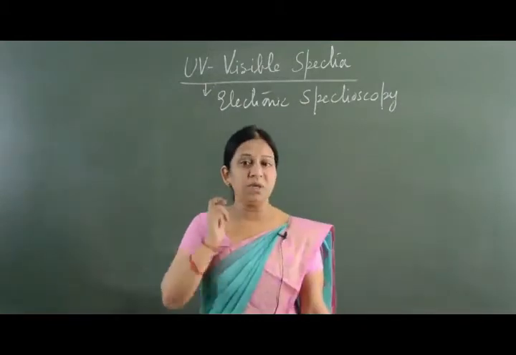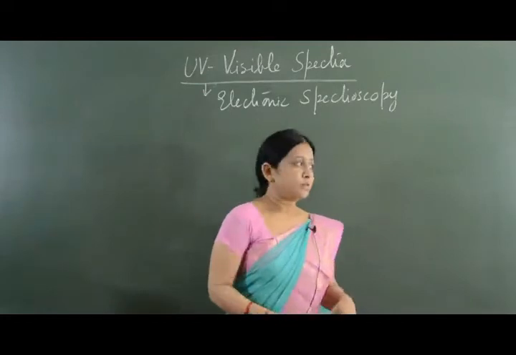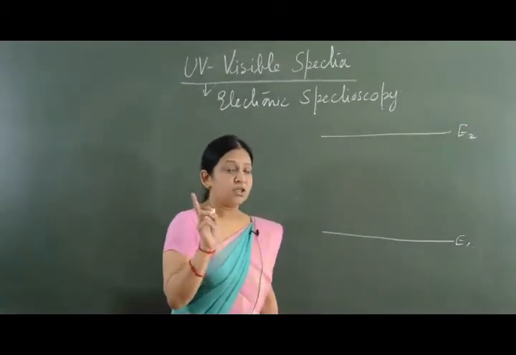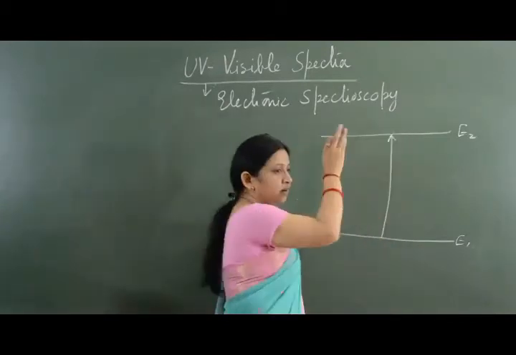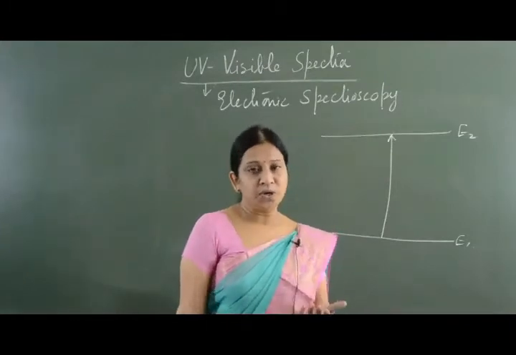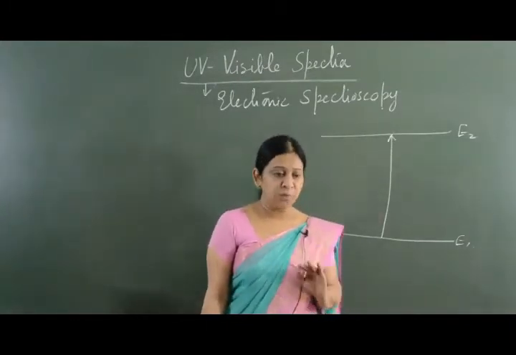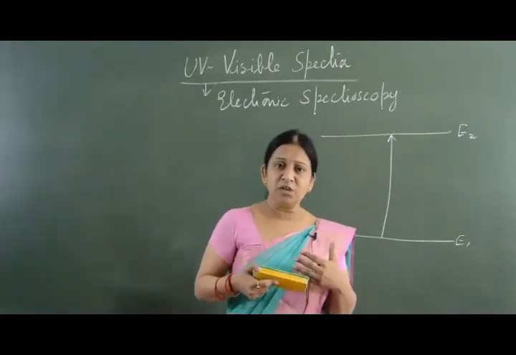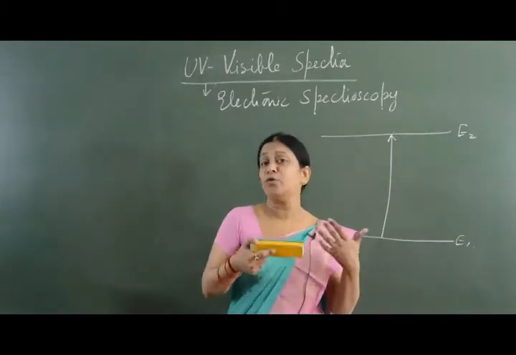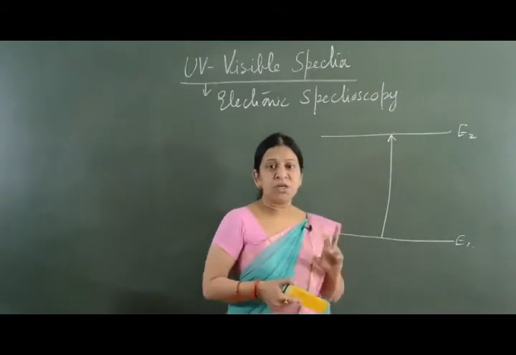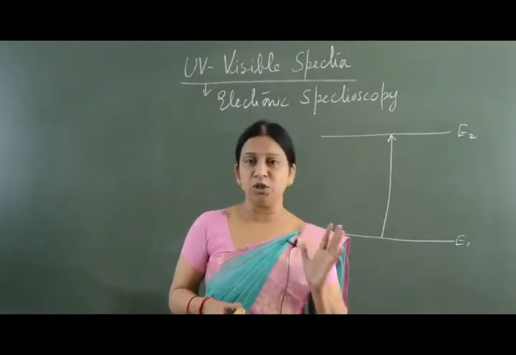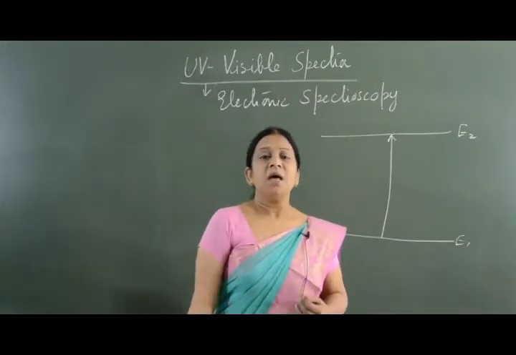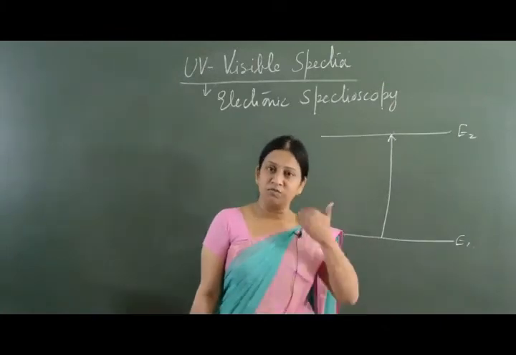By electronic spectroscopy we mean that we are going to study electronic transitions. If this is one energy level and this is another energy level, and these are electronic energy levels, the transition from one energy level to another is dealt with in UV spectra. But as I told you in the last lecture, within electronic energy levels we have a large number of vibrational energy levels, and within vibrational energy levels a large number of rotational energy levels. So, one electronic transition is accompanied by a large number of vibrational and rotational changes. Basically, UV spectra deal with electronic transitions from one energy level to another.